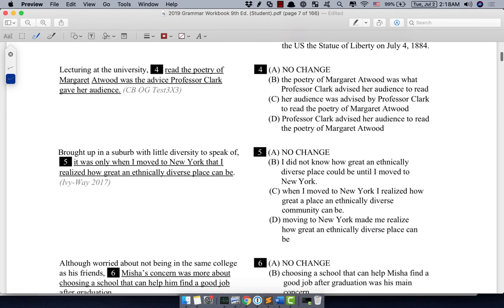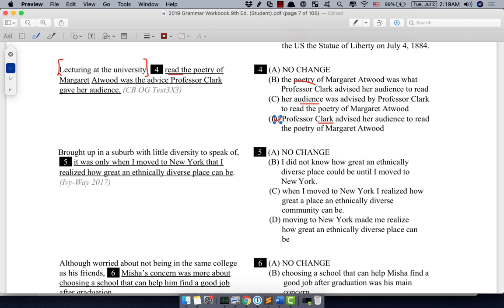Number four, lecturing at the university. This is a modifier here. It doesn't tell you who or what is lecturing, so you look for that after the comma. In choice A, it's read, and B is the poetry, C is her audience, and D is Professor Clark. Since it's someone lecturing at the university, that should be the professor, so the answer is D.